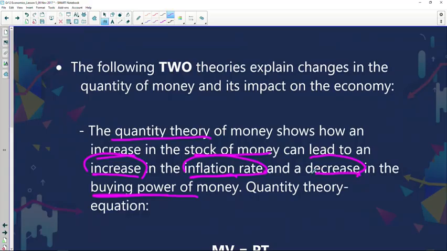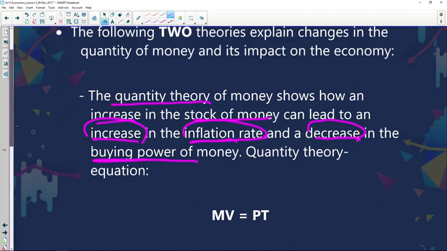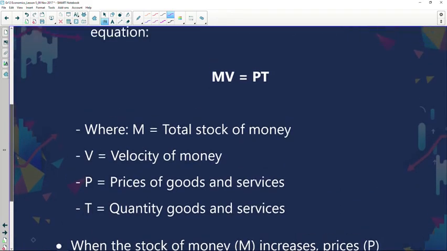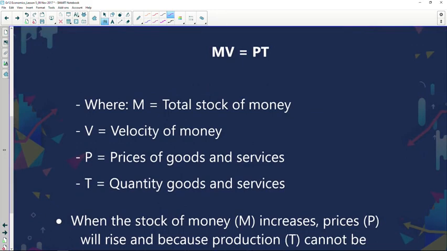That is the currency. So this is how the quantity theory works, but it does have a formula, so an equation. So let's just have a look at the equation so that we can better understand how it works. Okay. So here's our equation. So MV equals PT.